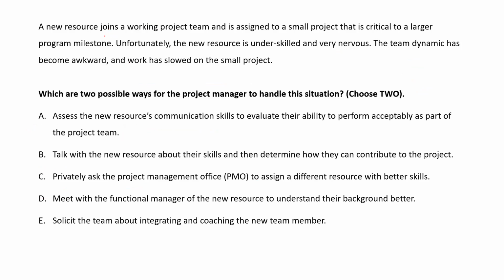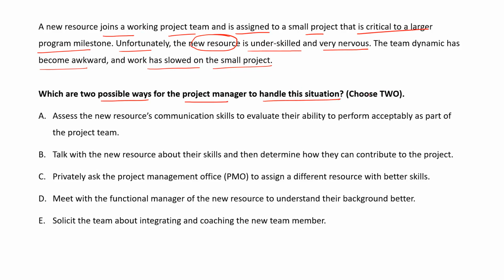A new resource joins a working project team and is assigned to a small project that is critical to a larger program milestone. So the project is a part of a program. Unfortunately, the new resource is underskilled and very nervous. The team dynamic has become awkward and work has slowed on the small project. Because of one team member, you have problems. Which are the two possible ways for the project manager to handle this situation? You have to select two answers. Let's go and search them one by one. First, try to answer by yourself, then I'll explain it.